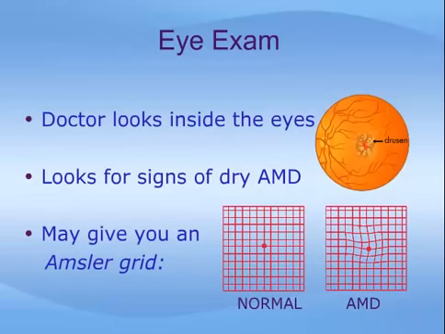The eye exam may be done routinely or at your request. First, to assess whether or not you have dry AMD, the doctor will take a detailed look inside your eye, looking for drusen, those deposits which are characteristic of this form of AMD. He or she may also show you an Amsler grid, a diagnostic test used to see if you notice any missing or wavy lines, as someone with AMD would.